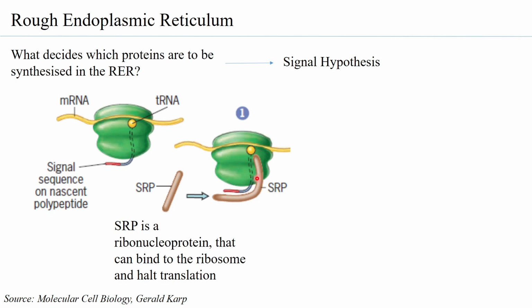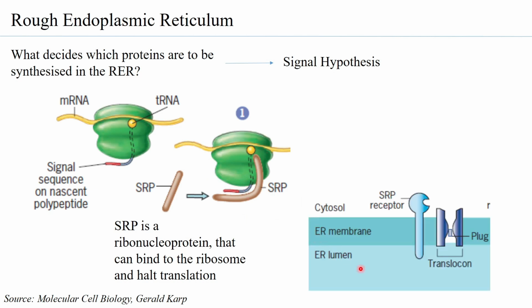Now the next question comes up with this complete complex. You can see that it is a complex which contains mRNA, the ribosome, the signal recognition particle, and the newly synthesized polypeptide. This complex now has to move to the ER. So the question is, how is it able to go and bind to the endoplasmic reticulum?